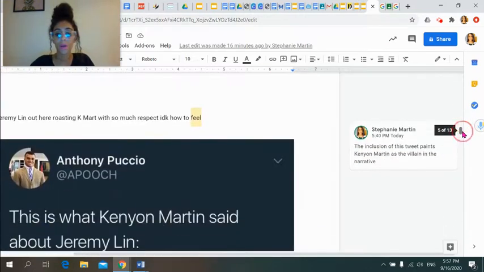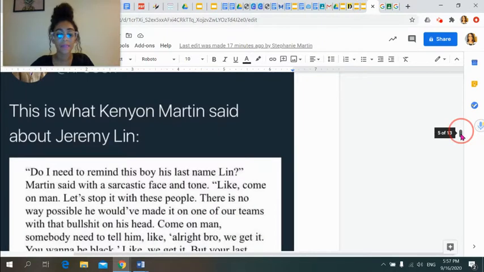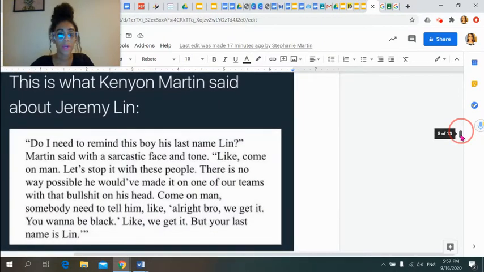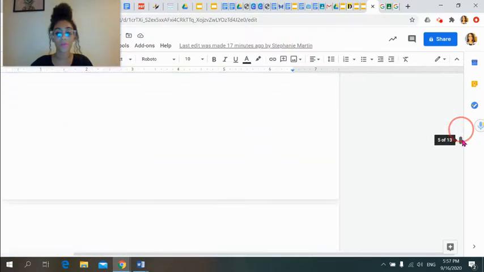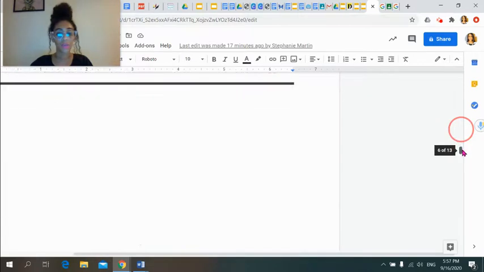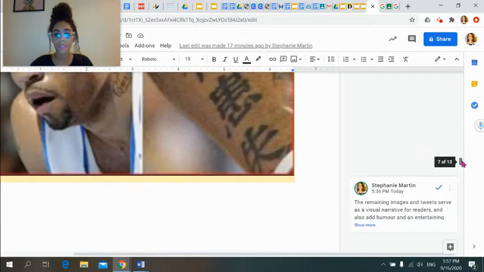All right, you'll notice that the author has also included Kenyon Martin's tweet on Jeremy Lin. So it's quite a negative one. And by including this tweet straight after Jeremy Lin's really positive tweet, it really works to paint Kenyon Martin in this text as the villain in the narrative. So again, that works to support and endorse the author's purpose, which is to get us to support and praise Jeremy Lin and to defend him, of course.